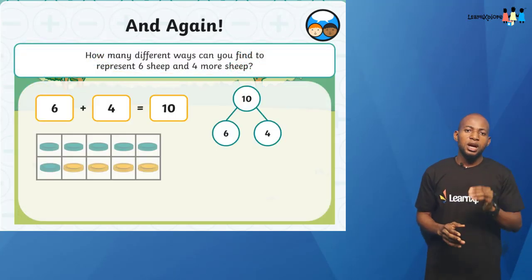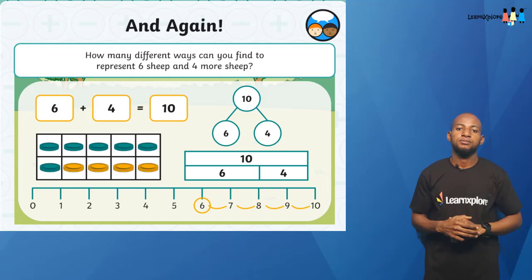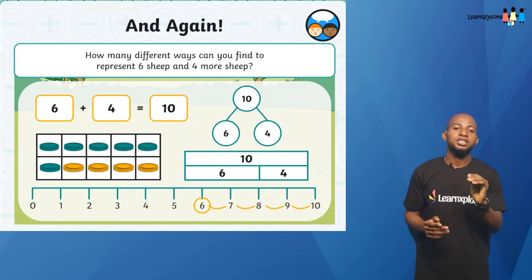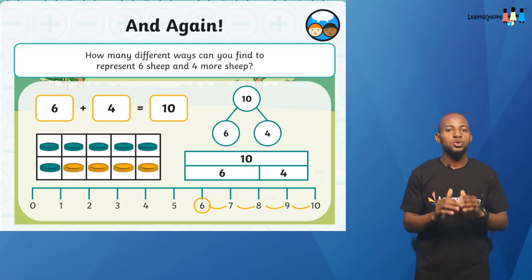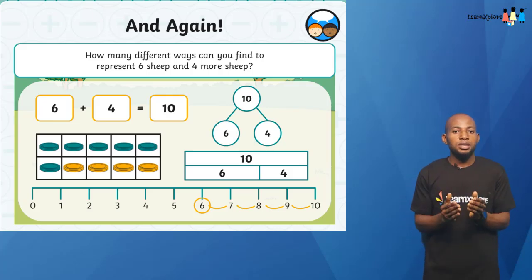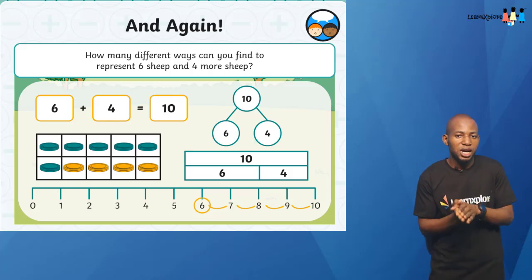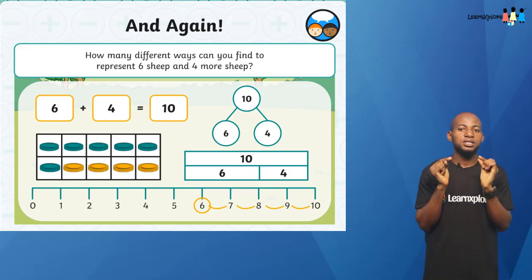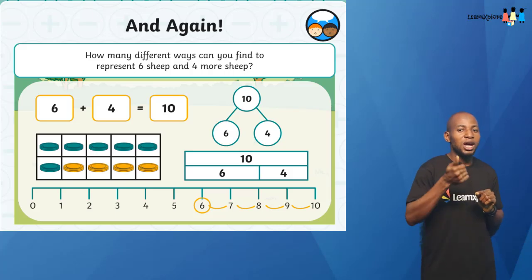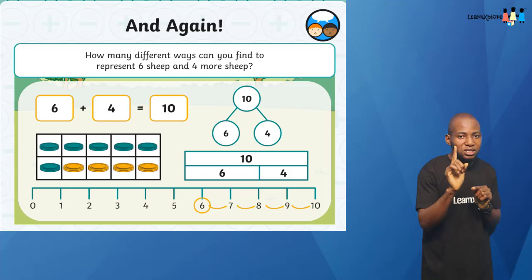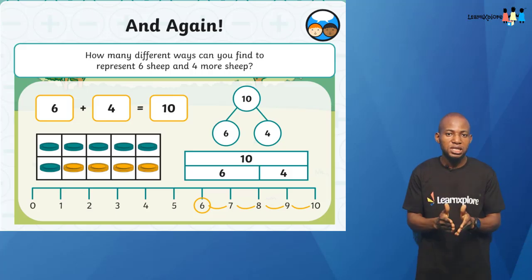How many different ways can you find to represent 6 sheep and 4 more sheep? It can be represented as 6 plus 4 equals 10. It can be represented like this on the 10 frames. The green counters, which is 6, stand for the sheep he had in the pen. And the yellow counters stand for the ones he found, which is 4. See, 6 and 4.